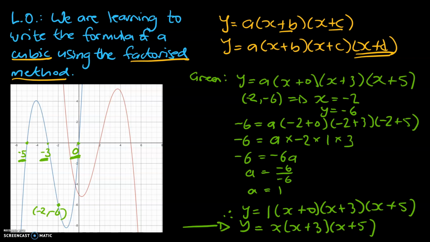To summarize this video, we were learning to write the formula of a cubic using the factorised method. This method is very similar to the factorised method for parabolas, the only addition being that third bracket, x plus d, relating to a third x-intercept. Hopefully you find this video useful. Let's get into some examples now.